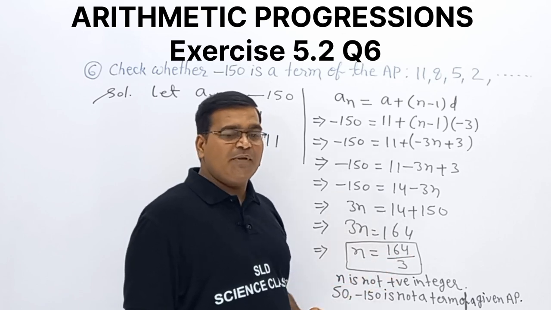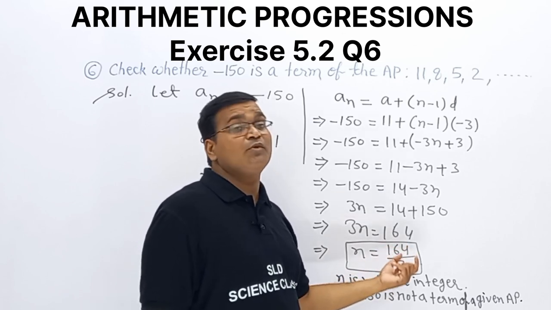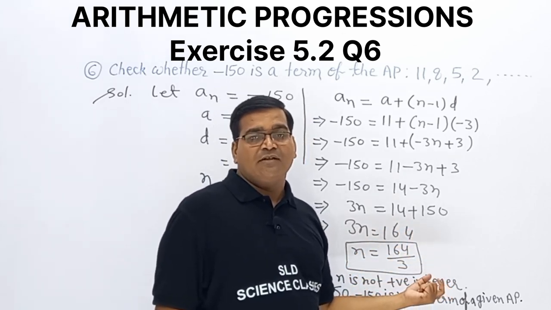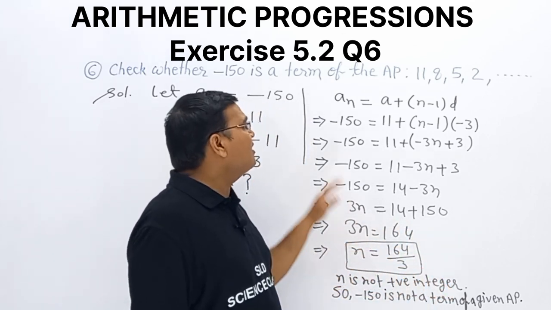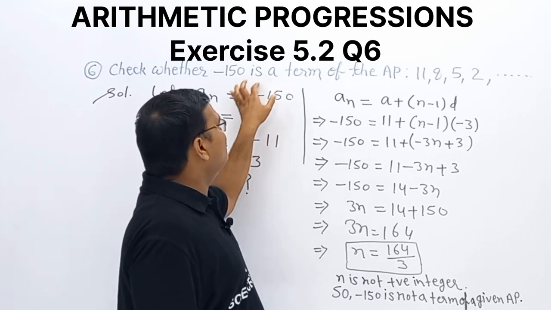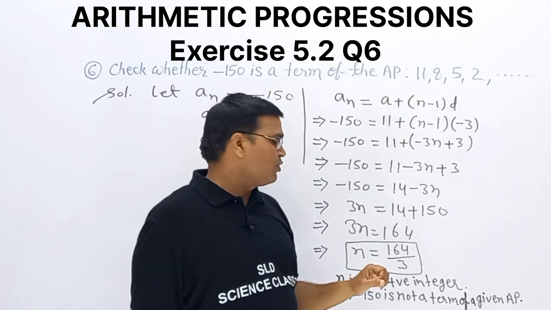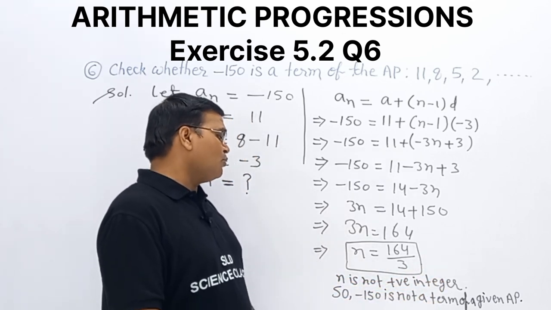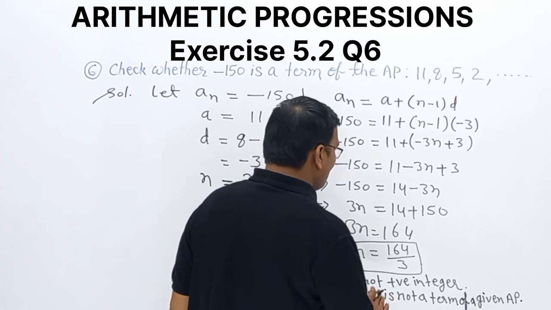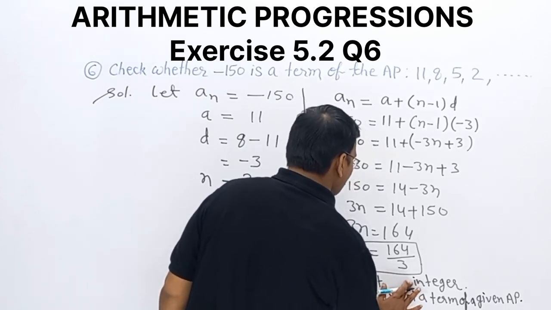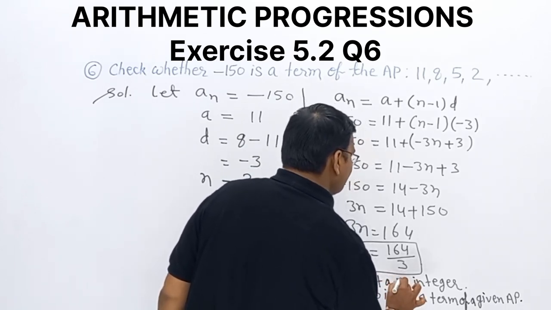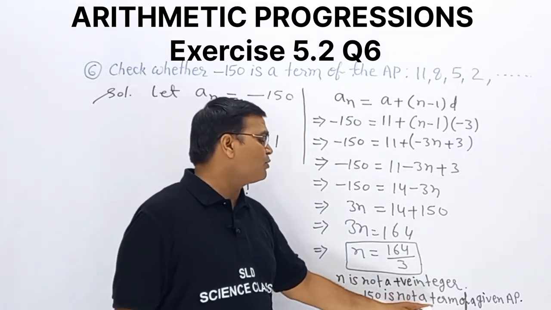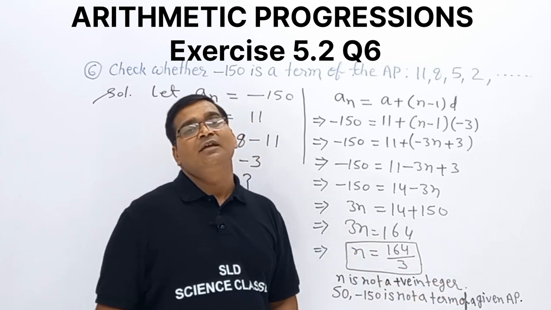After this we cannot simplify, so we are not getting a positive integer. Once we get n as a positive integer, then only can we say the given number is a term of this AP, otherwise not. So n is not a positive integer, and minus 150 is not a term of the given AP.